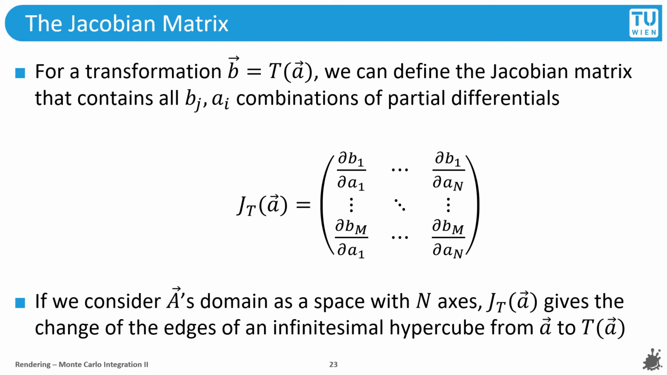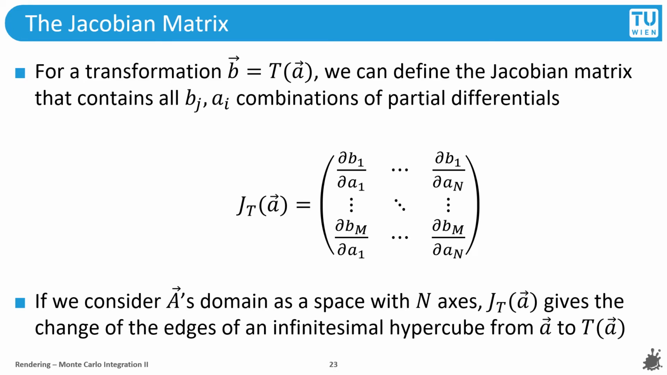This is where we have to introduce or recap, if you already know it, the Jacobian matrix. If we have a transformation from vector A to vector B, the Jacobian matrix contains all combinations of partial differentials for the individual values in both vectors. Therefore, the Jacobian matrix contains the values of all possible partial derivatives that we can form with vectors A and B. So if we take the first row and first column, the entry indicates how the first value of vector B changes with the first value in vector A. In the second row, first column, we see how the second value of vector B changes with the first value in vector A, and so on and so forth.